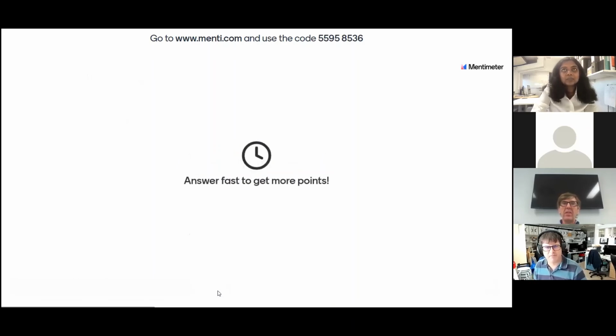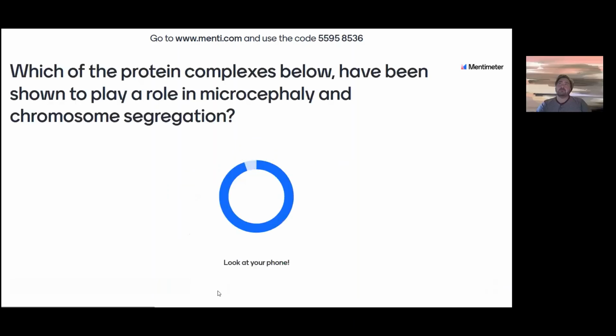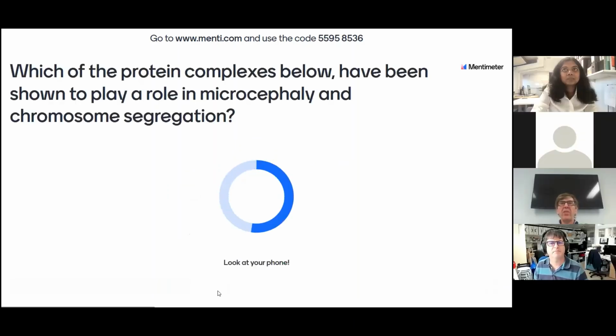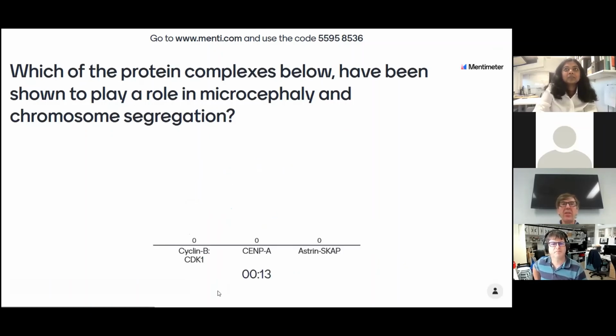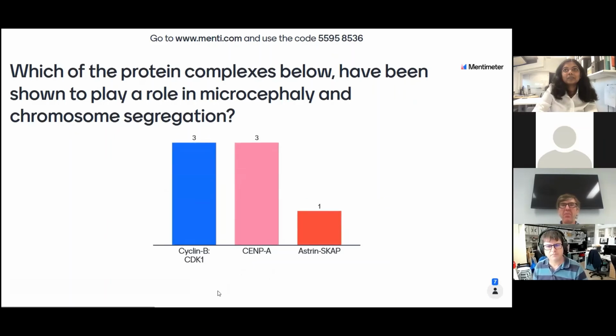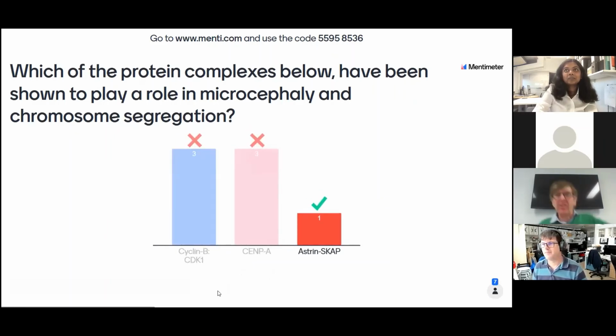There we go. Which of the protein complexes below have been shown to play a role in microcephaly and chromosome segregation? That's cyclin B and CDK1, SEN-P and A, or astrin and SKAP. Let's see who is paying attention here. The correct answer is astrin and SKAP. All right.